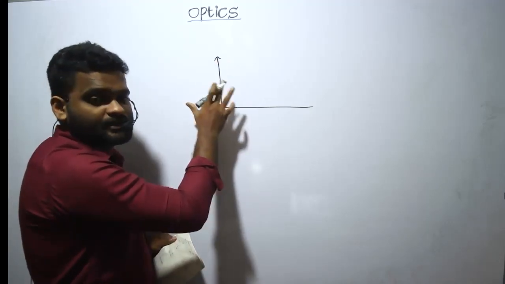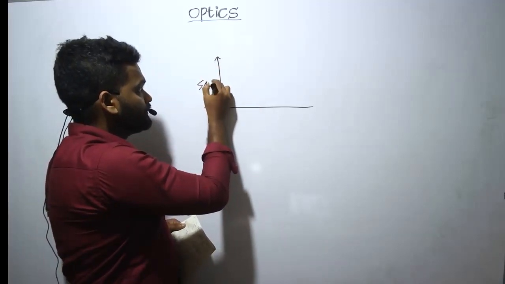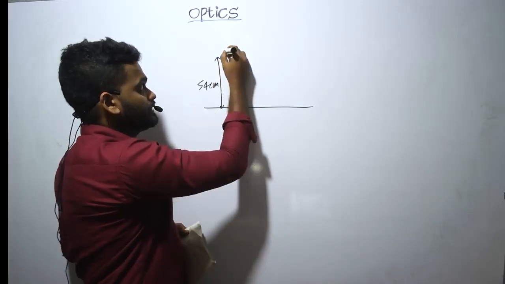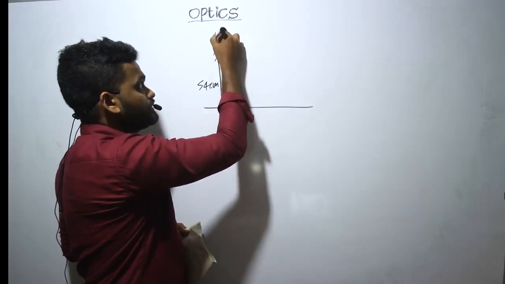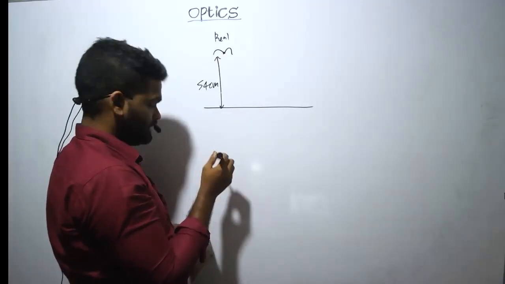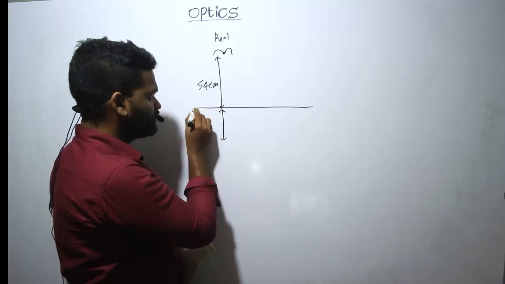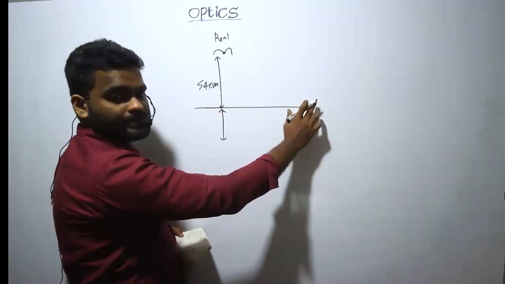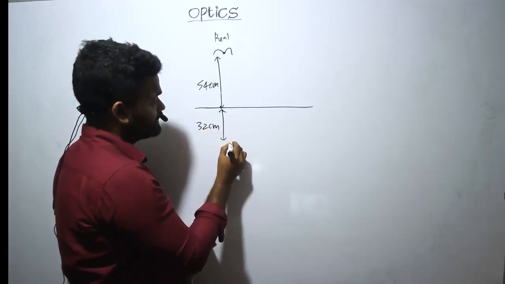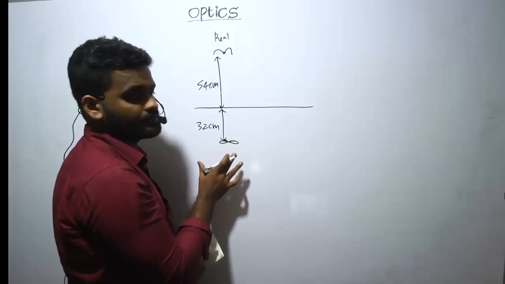So these are real positions. 54 centimeters, there's a bird here. These are real positions. Bird is here. Then there's a fish. All the measurements are taken from the interface. This is 32 centimeters. Here you have the fish. These are real positions.